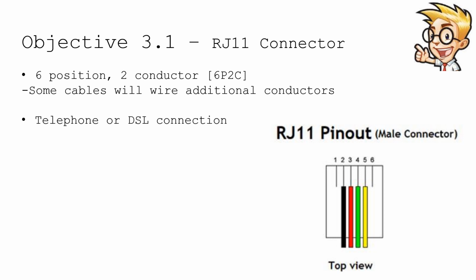If you've connected a traditional analog telephone or your DSL on your network, you've probably used an RJ11 connector. This is referred to as a 6-position, 2-conductor connector because although there are 2 wires inside of this connector, there are actually 6 positions where other wires could be. And in fact, you might find an RJ11 connector that has some additional wires inside of it. So there may be 6 positions and 4 conductors. This is commonly used for phone connections. And if you're plugging into a DSL modem, you'll often find the RJ11 is right on the modem itself.